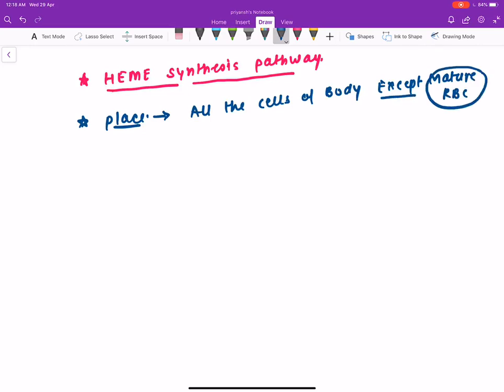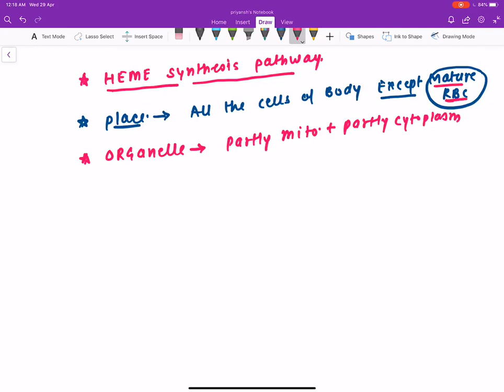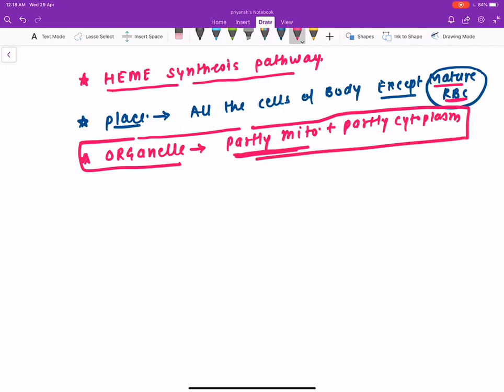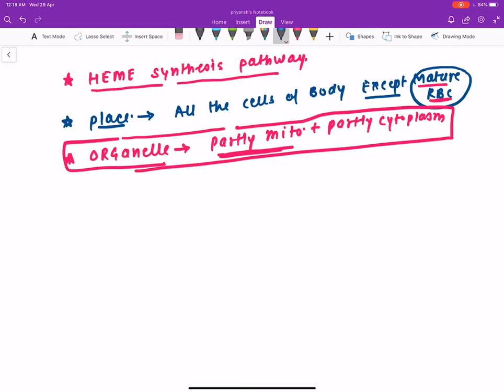In the mature RBC, heme synthesis does not take place, and the reason for that is the organelle where the pathway takes place: it partly occurs in mitochondria and partly occurs in cytoplasm. We know that mature RBC does not have mitochondria, so the pathway cannot take place there, because some enzymes of the heme synthesis pathway are found in mitochondria. Other than mature RBC, heme synthesis can occur in any cell of the body.